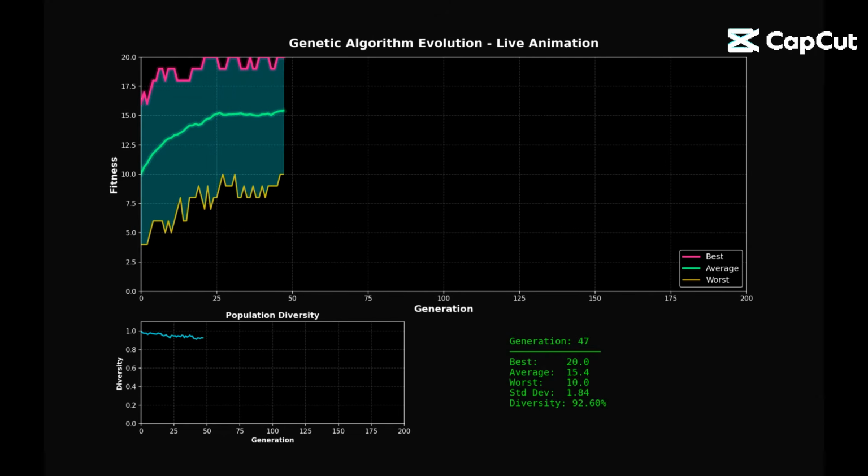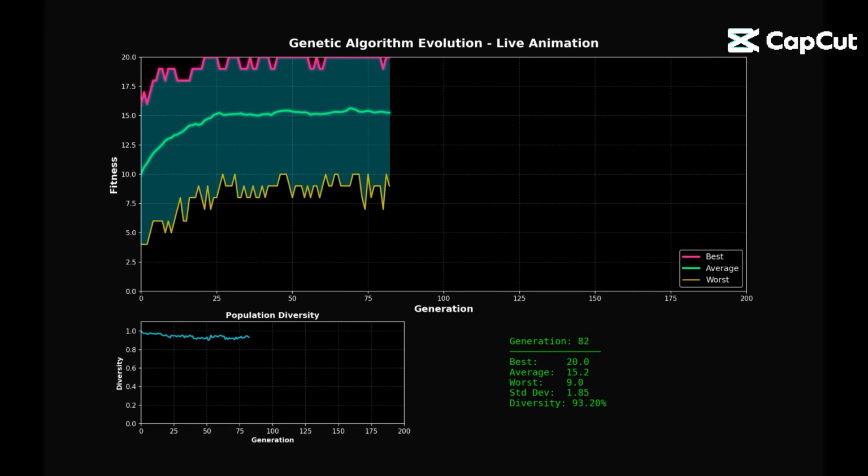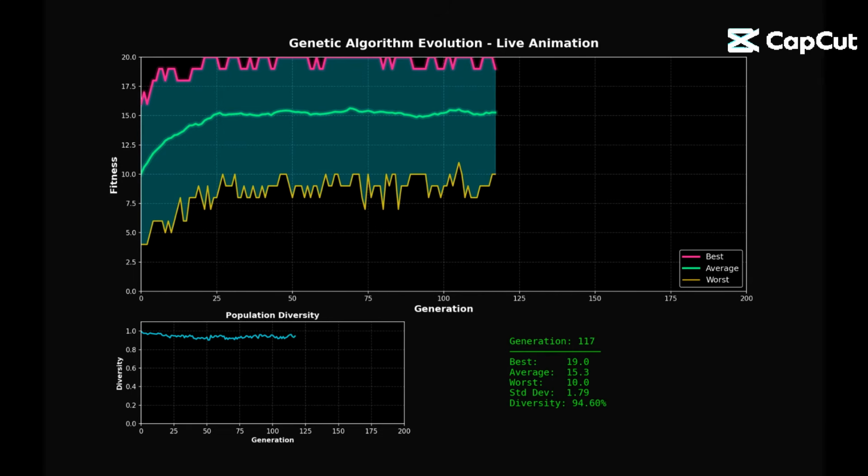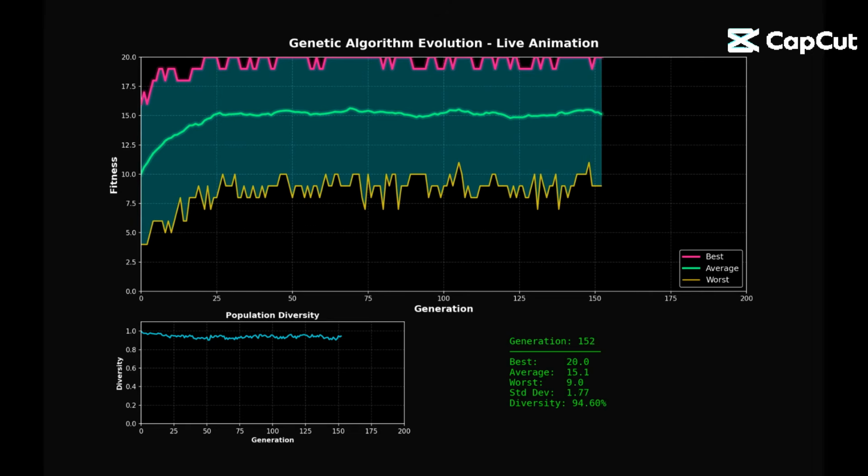What should you watch for as the simulation runs? In the early generations, 0 to 50, you'll see explosive improvement. Why? Because there's so much low-hanging fruit, random bad solutions get replaced by anything even slightly better. The magenta line shoots up quickly.